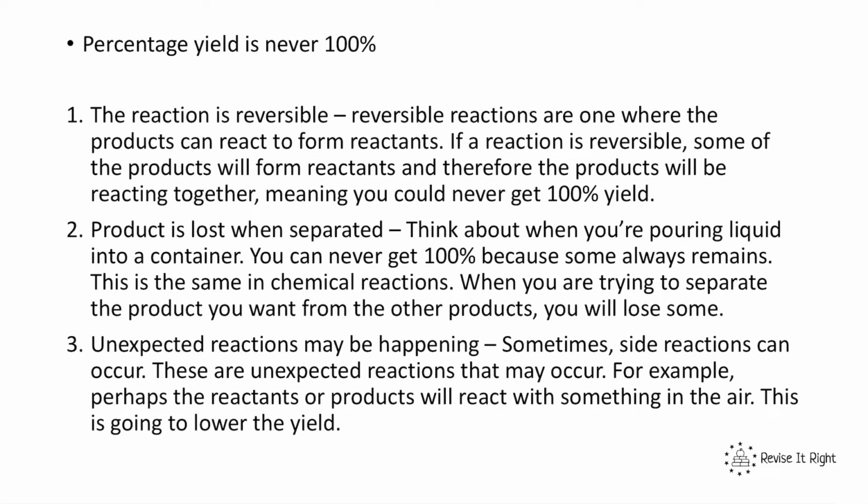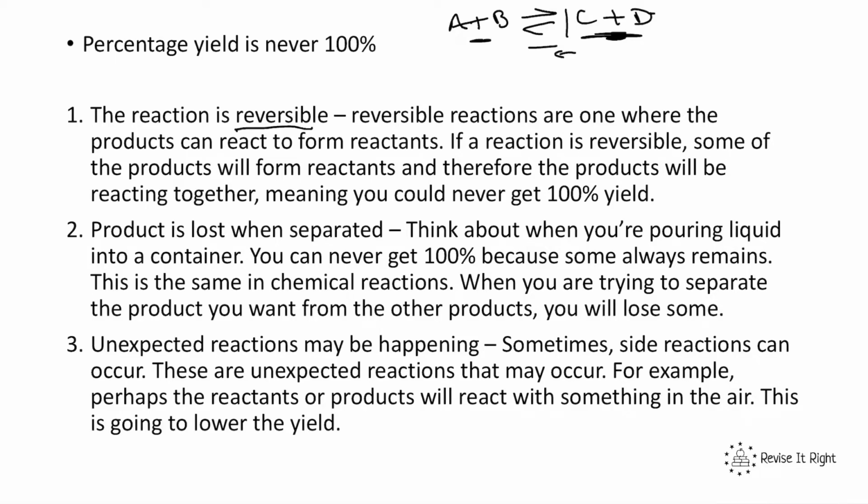Now, as I said, percentage yield is never 100%, and there are many potential reasons for this. The first of which is if the reaction is reversible. Reversible reactions are ones where the products can form reactants. So if we have A plus B produces, that's the symbol here for reversible reactions, C plus D, what's going to happen is A and B are going to react to form C and D. But if it's a reversible reaction, C and D can also react with each other to form A and B. So if we have a reversible reaction, we're never going to have 100% of the yield because some of the products are going to react to form some of the reactants.